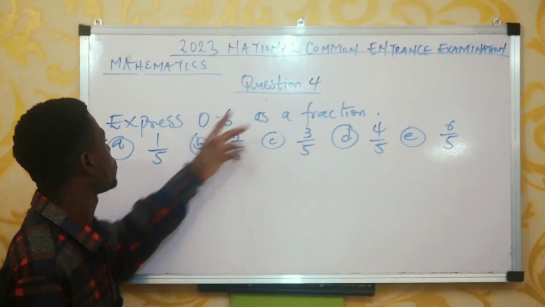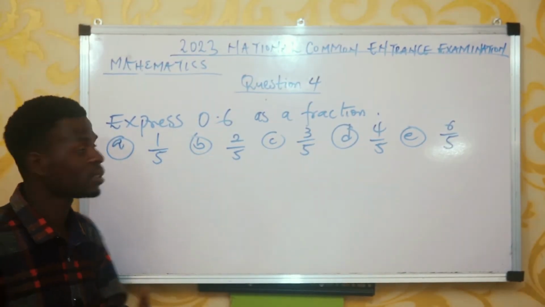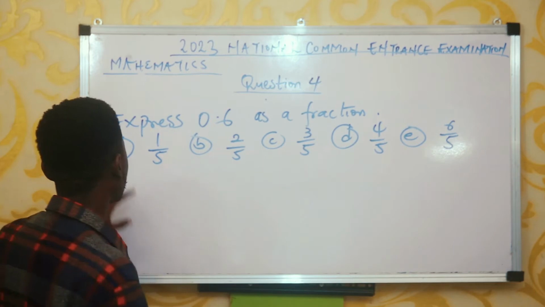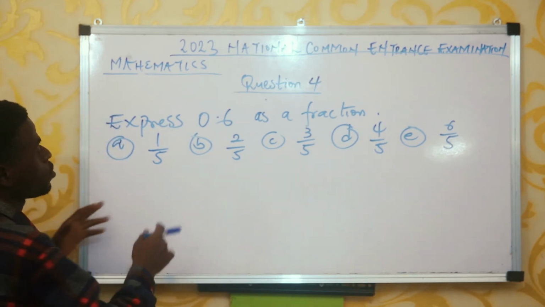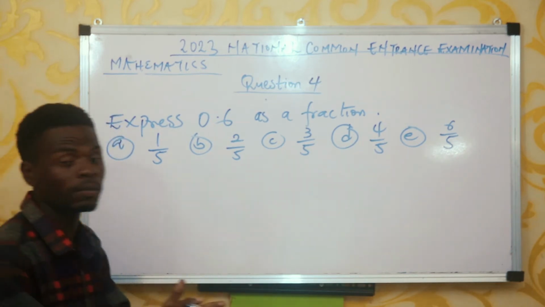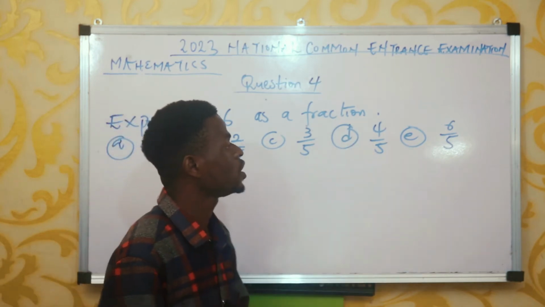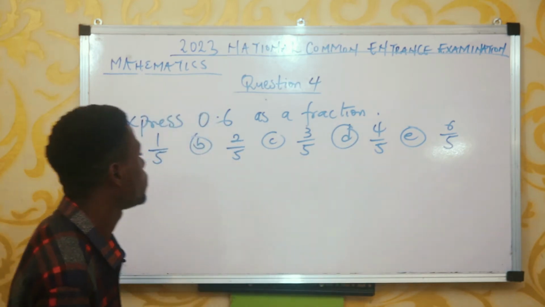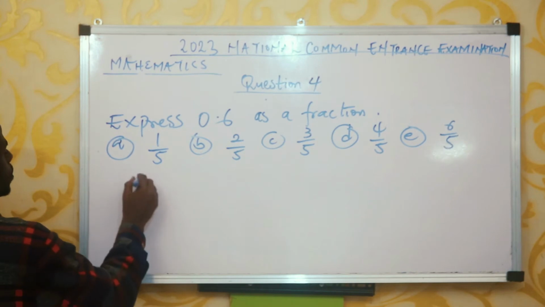Now this is question 4. Question 4 says that express 0.6 as a fraction. Option A say 1 over 5. Option B say 2 over 5. Option C say 3 over 5. D 4 over 5 and E 6 over 5. So let's go. This is 0.6.